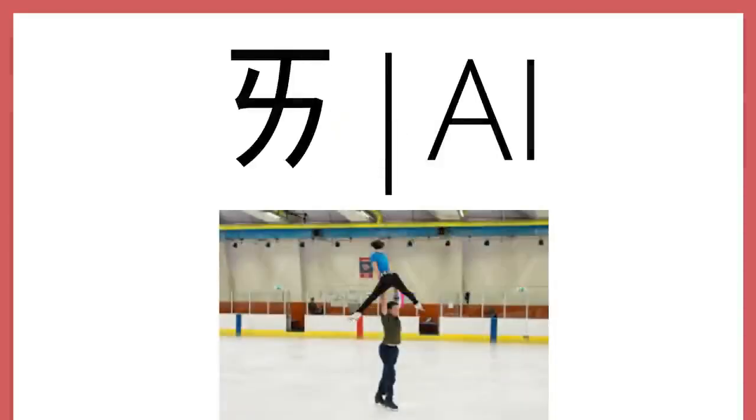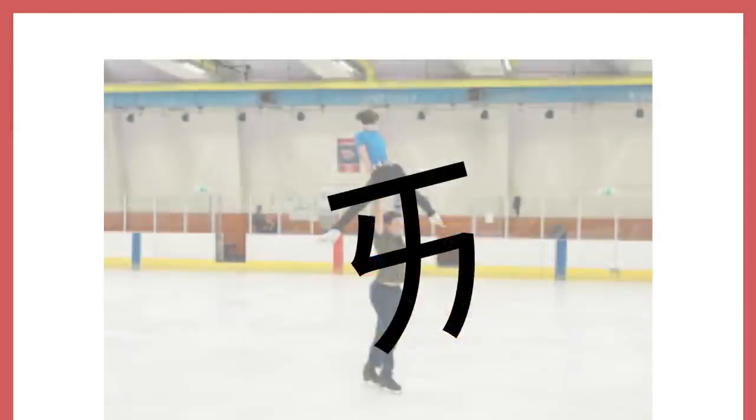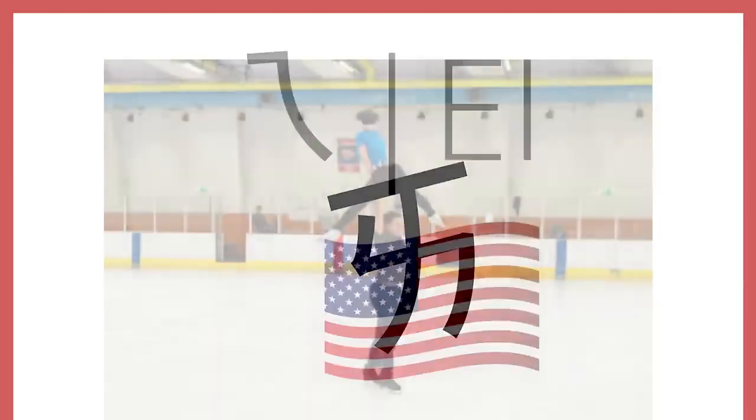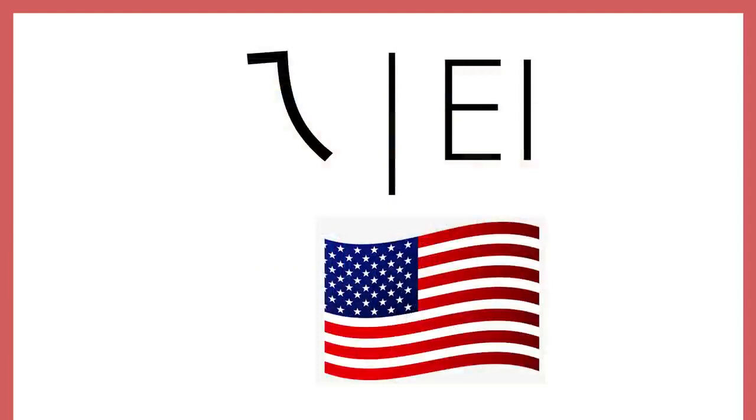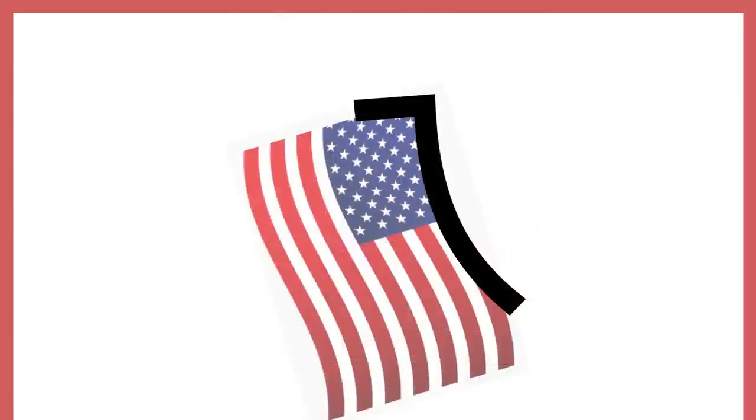The next final is I, as in ice skaters without the skaters. I. The pinyin is AI, and the zhuyin looks a bit like a male skater raising a female skater into the air, like this. Now we have A, as in waving flag without the waving flag. A. The pinyin is EI, and the zhuyin looks like a flag waving in the wind.